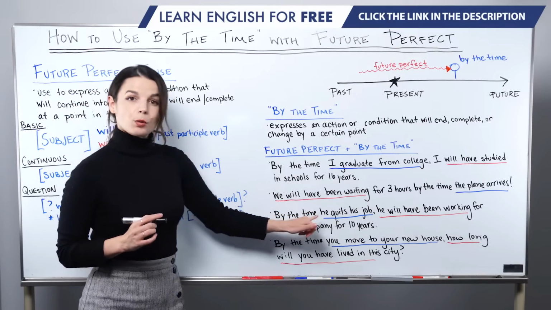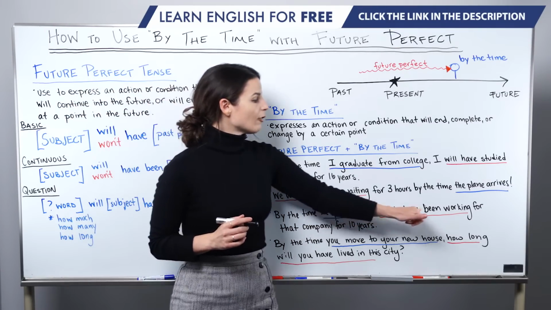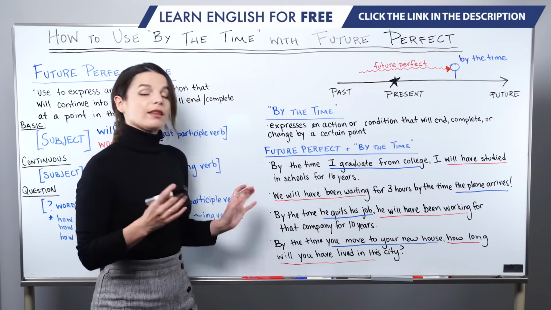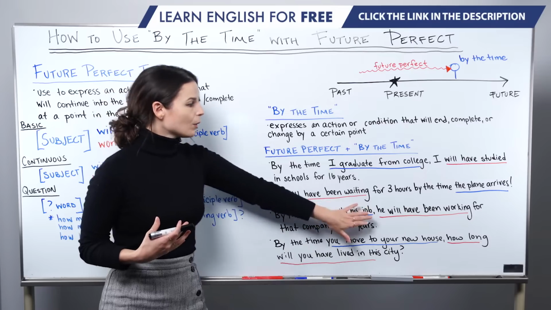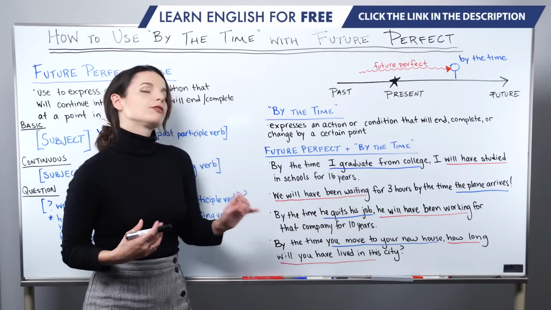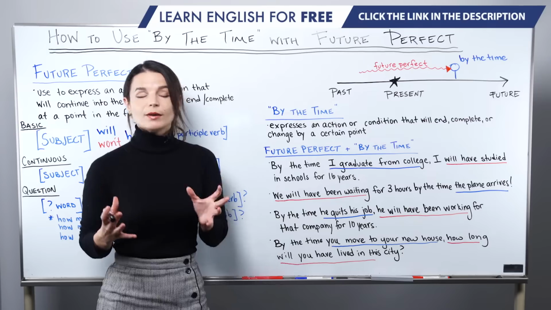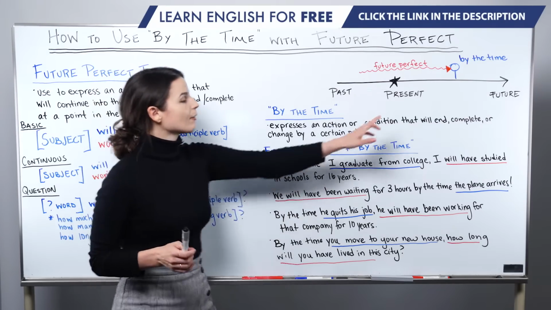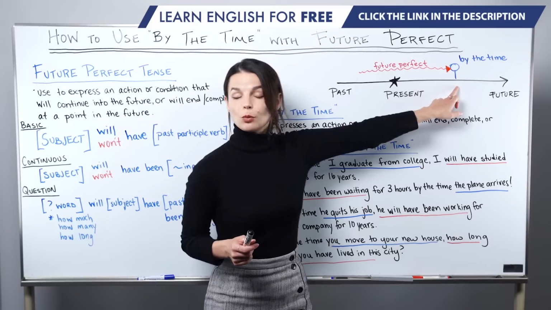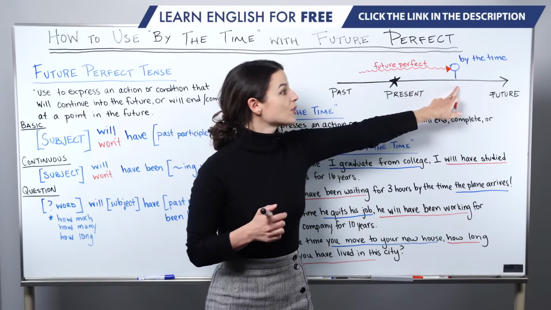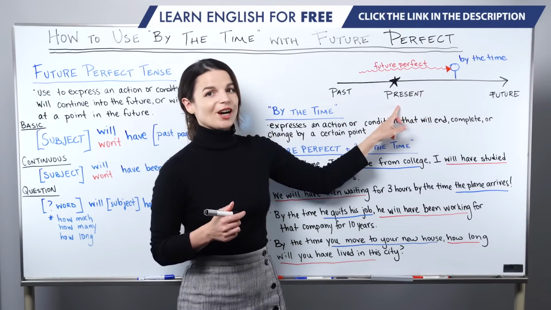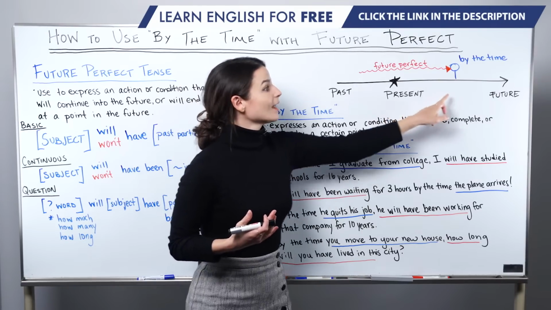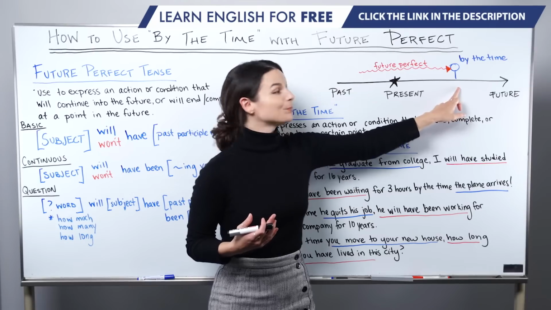By the time he quits his job, he will have been working for that company for 10 years. Okay, so in this sentence, we have our by the time at the beginning again. So here is our future point. By the time he quits his job. So he has not quit his job yet, but he's planning to. That's what this sentence communicates.